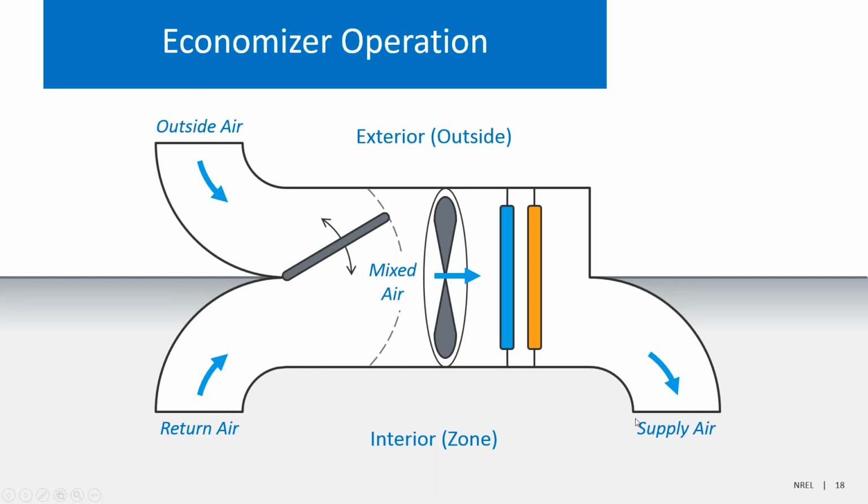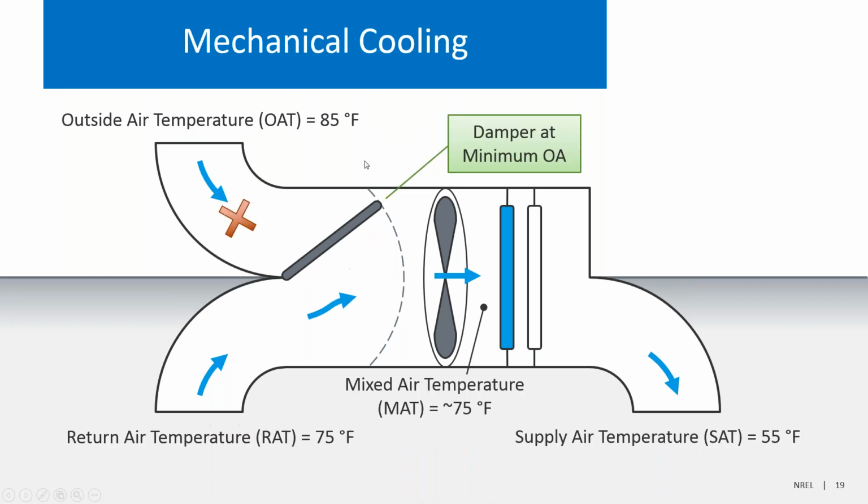This is the mixed air, or MA. This is the supply air, or SA. And this damper is controlling how much of the mixed air is return air and how much is outside air. So what happens if it's hot outside? Well, when it's hot outside, you're doing what's called mechanical cooling. You're cooling with your cooling coil.